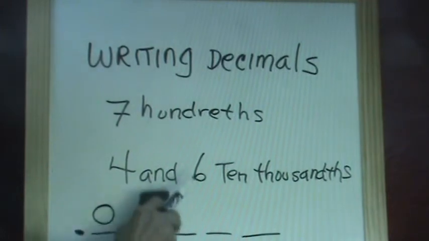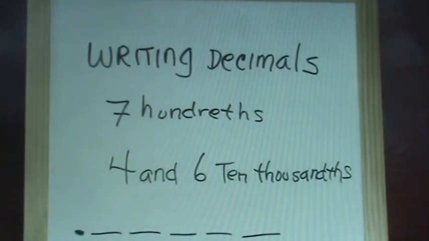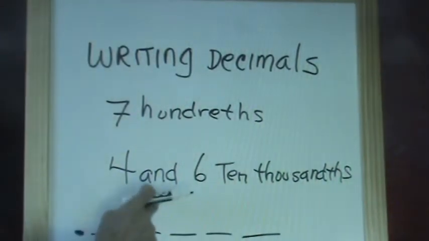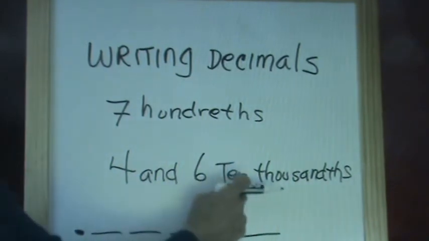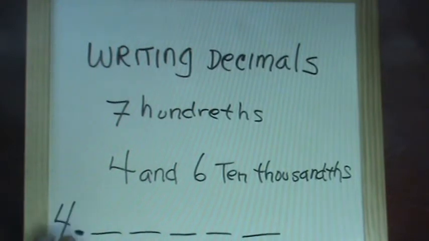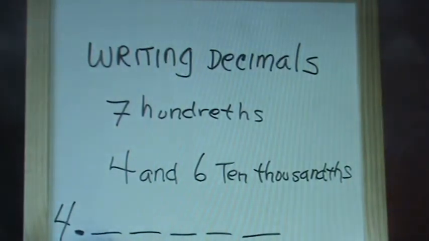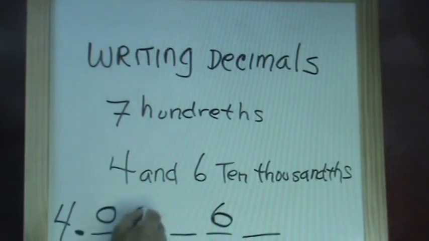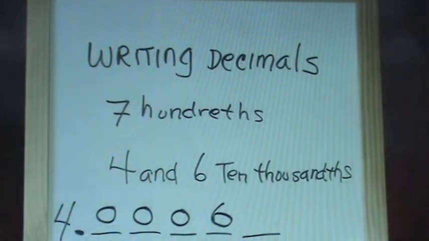Let's take a look at this one. 4 and 6 ten thousandths. Well, we have the whole number, 4. Now we have 6, but 6 has to be in the ten thousandths place. Tenths, hundredths, thousandths, ten thousandths. So the 6 goes there, and then we have to fill the rest in with zeros, and that number is 4 and 6 ten thousandths.